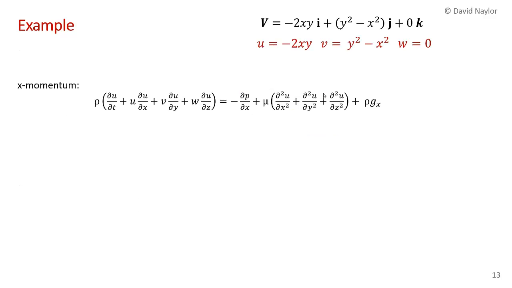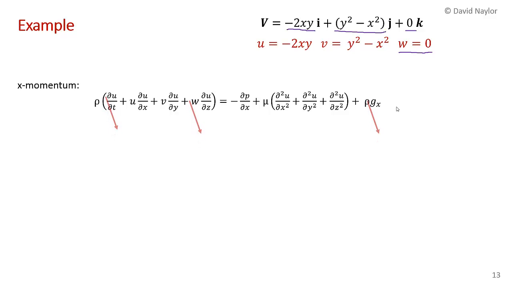So I start by writing down the x momentum equation. This is the Navier-Stokes equation for the x direction. And notice too, I've written down here that I've extracted the components: u equals minus 2xy, v, the velocity in the y direction, is y squared minus x squared, and we have no velocity in the w direction, so w is 0. So you can see here the Navier-Stokes x equation. We have the acceleration terms, pressure, viscous forces, and gravity.